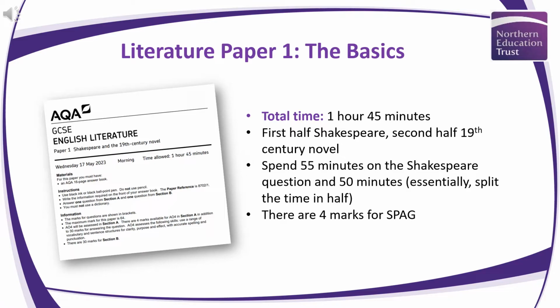Now simplifying a bit, section A is worth 34 marks, and section B is worth 30 marks. That's because section A includes 4 marks for spag. It's not quite as simple as that, but let's just run with that as the basic idea. Now for that reason, it's worth spending essentially 55 minutes on your Shakespeare response. If it's easier, try and think about it essentially as more or less splitting this exam into two halves.